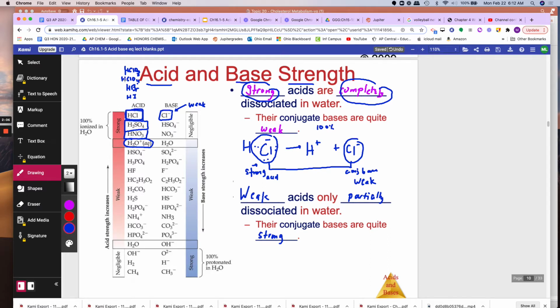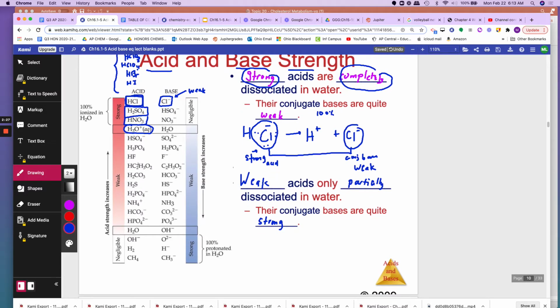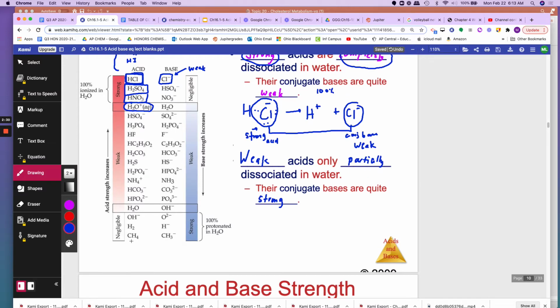You also must memorize 4 more: HClO3, HClO4, HBr, and HI. And you already watched the previous videos on why these are strong, and it's based on the structure. Please, if you have not watched that video, you must watch it now. Its conjugate bases will also be very weak. As you go down the list, CH4 has a negligible acidity. It's not even an acid.